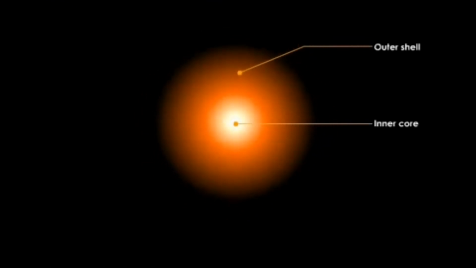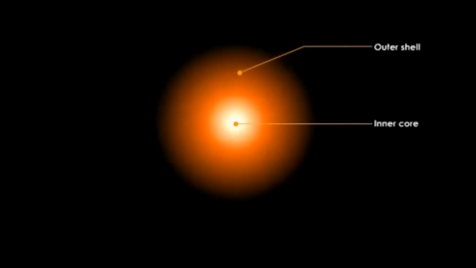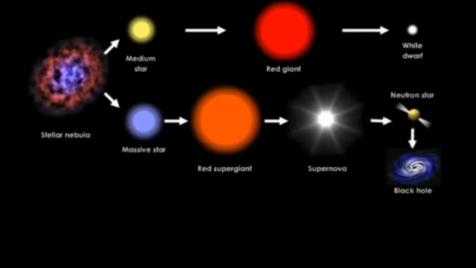A star has an inner core and an outer shell. The flow chart given here shows the life of a medium star and a massive star. The star continues to release energy till all the hydrogen inside the core gets exhausted. Once the hydrogen inside the core gets exhausted, the fusion reaction stops and the core begins to shrink under the influence of the force of gravity.